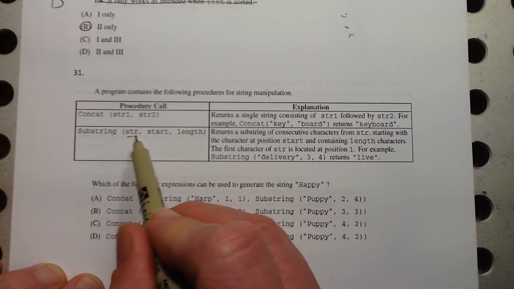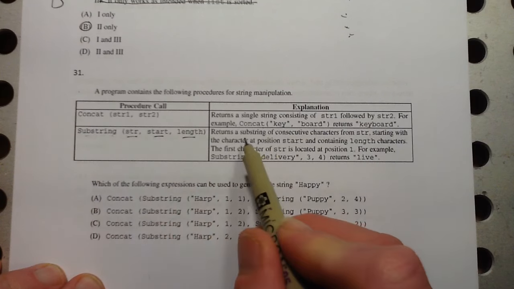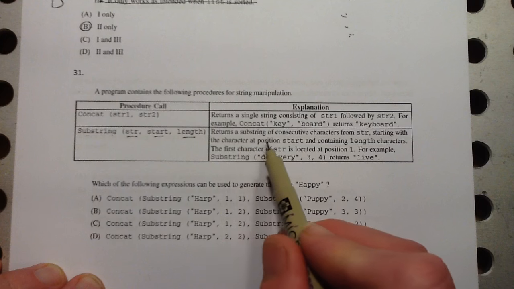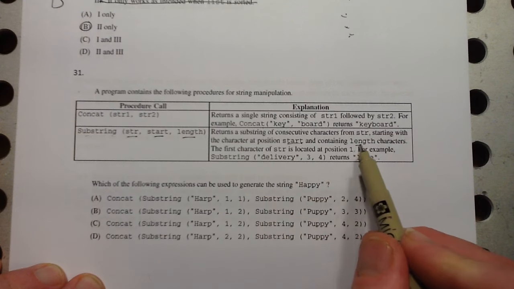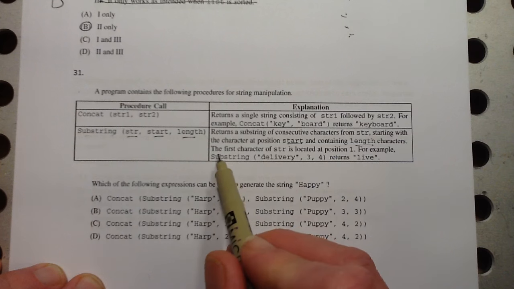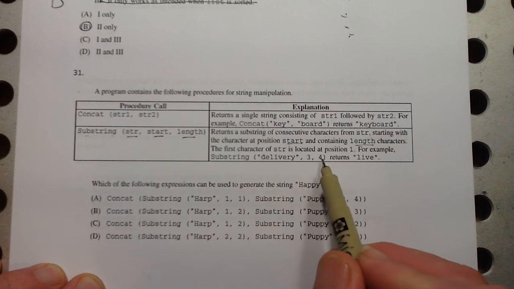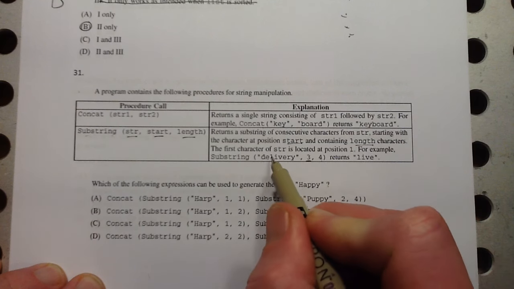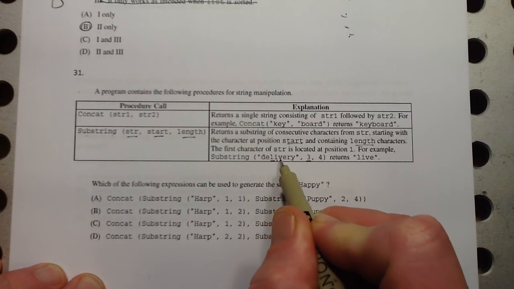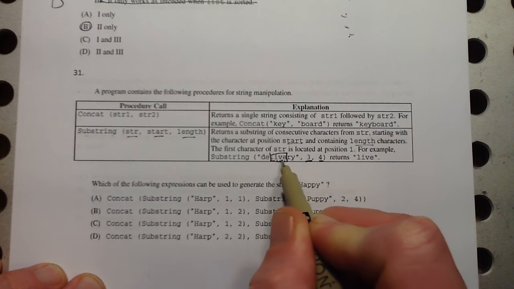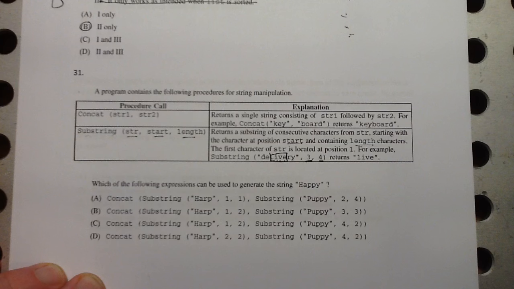Substring, string, start, and length returns a substring of consecutive characters from string, starting with a character at position start and containing that many length characters. The first character of string is located at position 1. For example, substring delivery 3-4, so that starts at 3 and gives us 1, 2, 3, 4. So it's giving us that. That tells us where to start, and that tells us how many letters. Okay? Which of the following expressions can be used to generate the string happy?